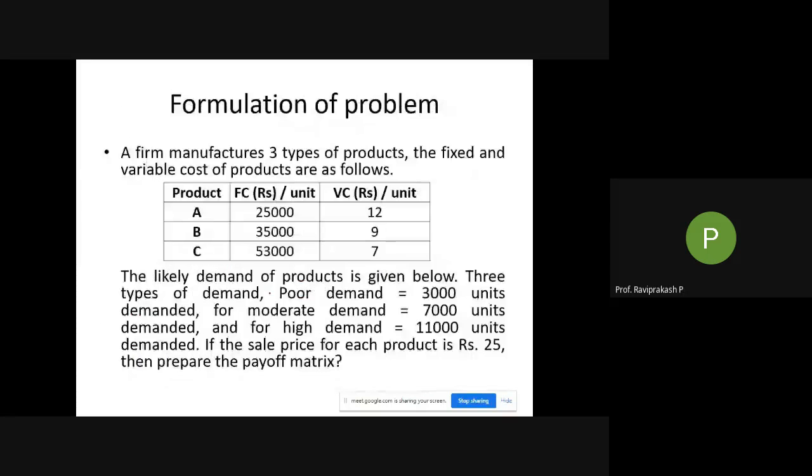Now the problem is next. I don't think I'll be able to finish it in 10 minutes. This is the first problem where I need to explain much, so we'll take this particular problem in the next class. We'll stop for today.